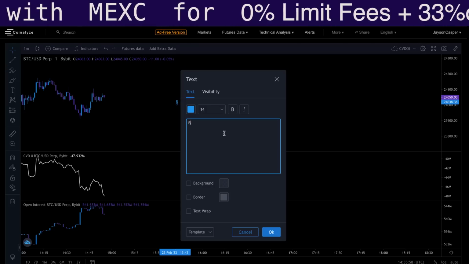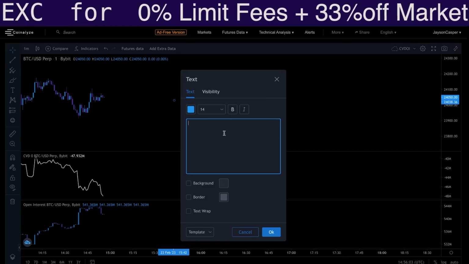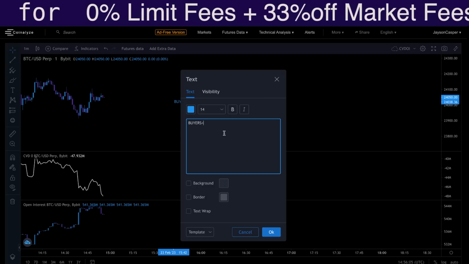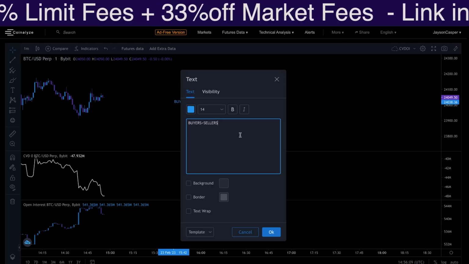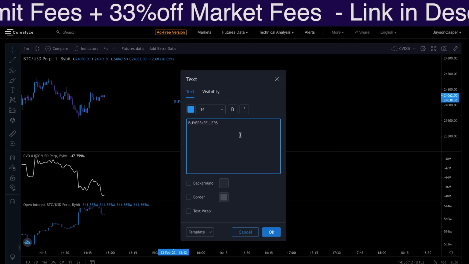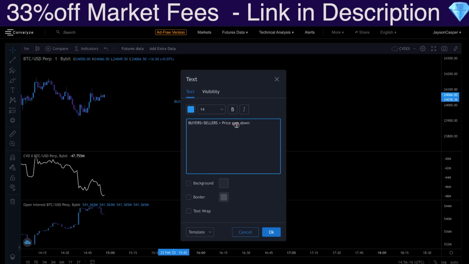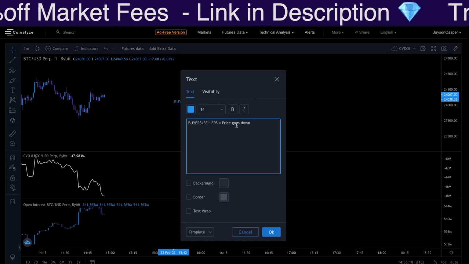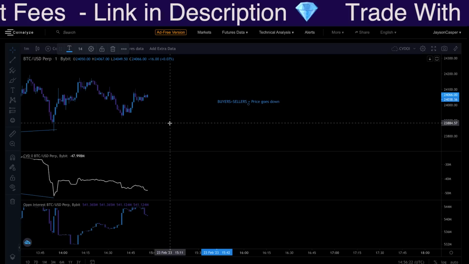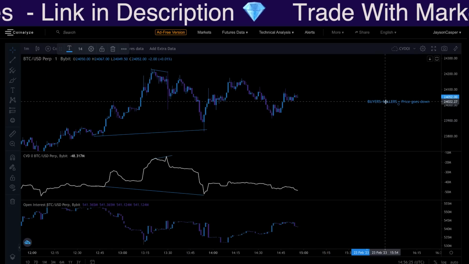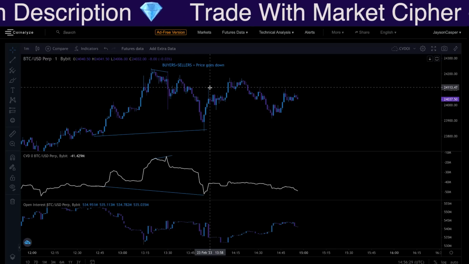Well, what if there are more buyers? We'll just say that the buyers are greater than the sellers, right? There's more buyers than sellers, but the price goes down. This goes against what we would expect, right? Because we know the market is moved by buyers and sellers. So if there's more buyers than sellers, but the price goes down, what is this telling us? This is telling us that there are whales manipulating the price. They're actually building orders in the opposite direction.